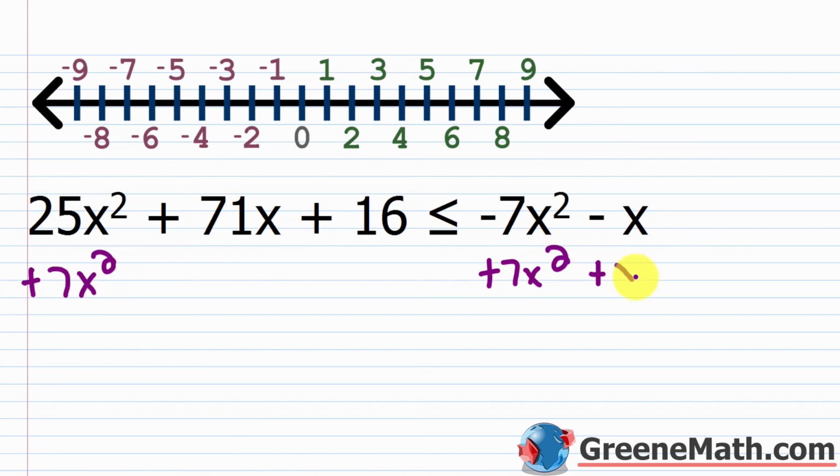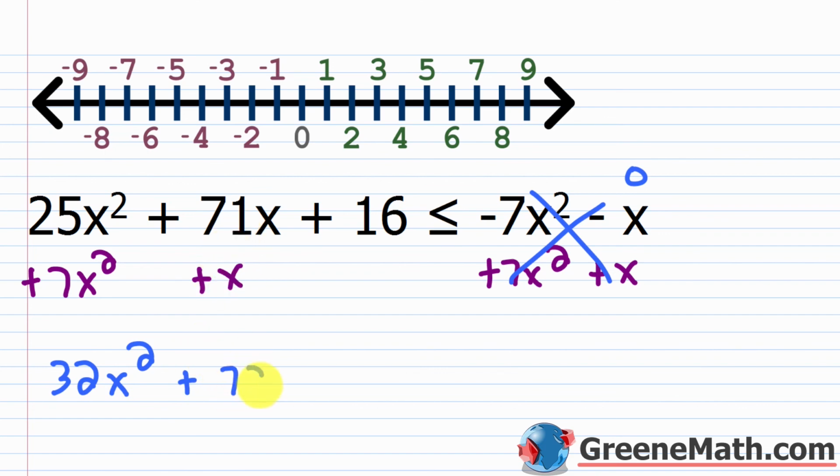And I can add x to both sides of the inequality. So this is going to cancel and become 0. Now 25 plus 7 is 32, so this will be 32x squared. And then 71 plus 1 is 72, so 72x. And then plus 16 is less than or equal to 0.